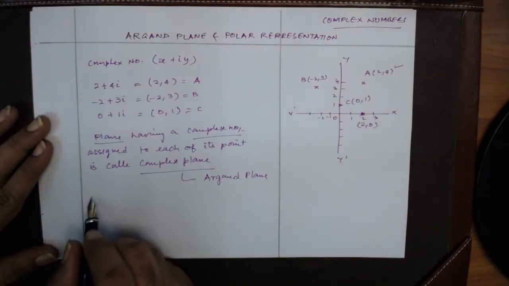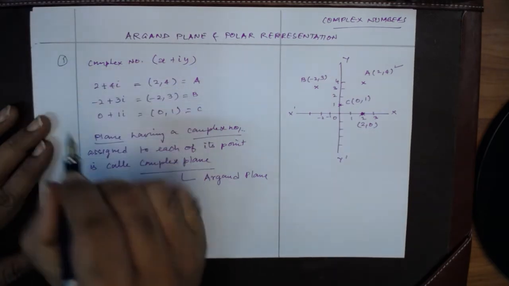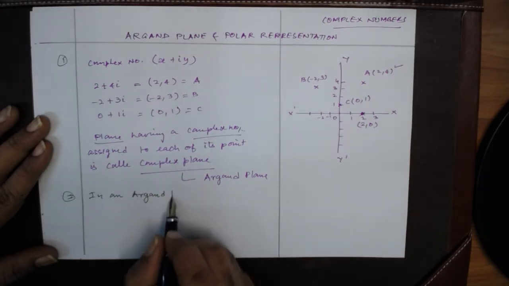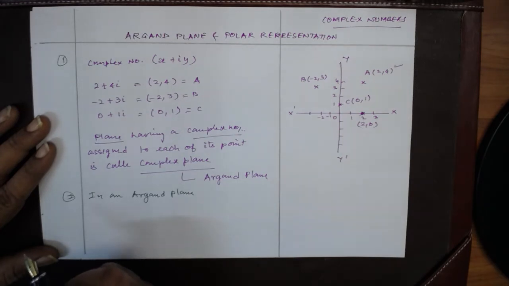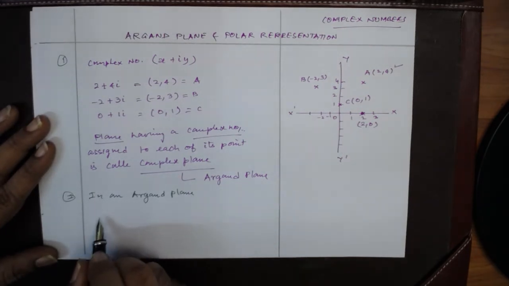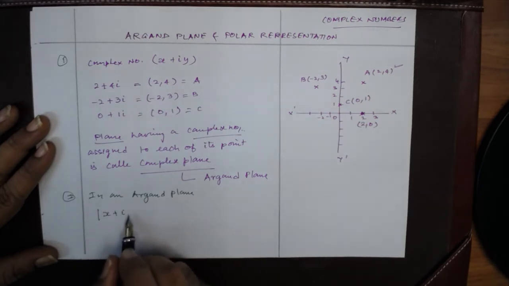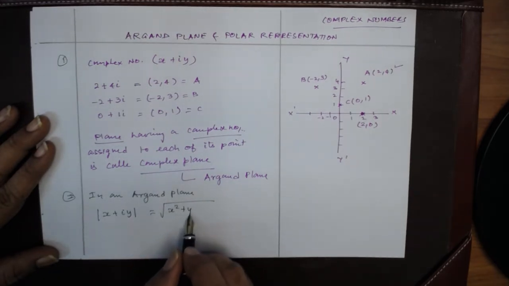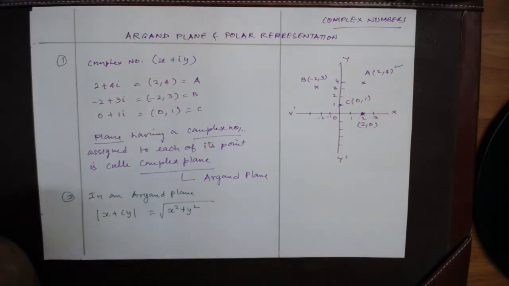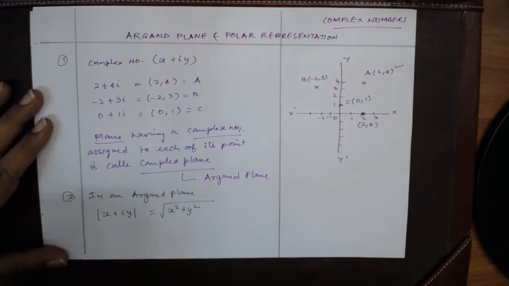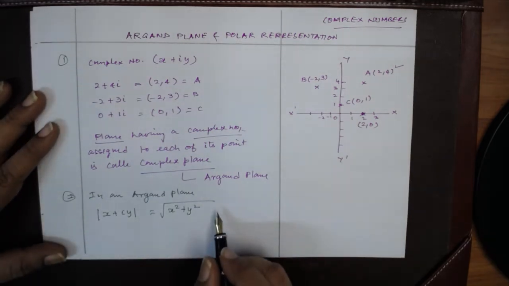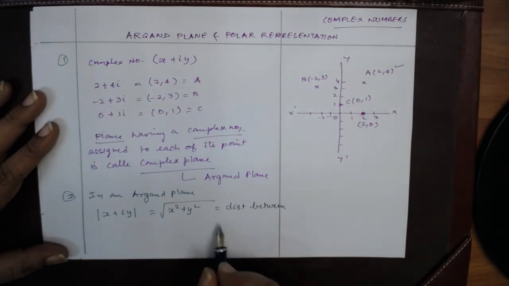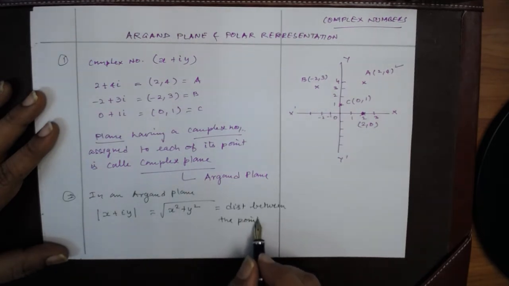So in an Argand plane, the modulus of a complex number, that is represented as modulus of x plus iy, is given as the square root of x squared plus y squared, which is nothing but the distance between the point P and O.